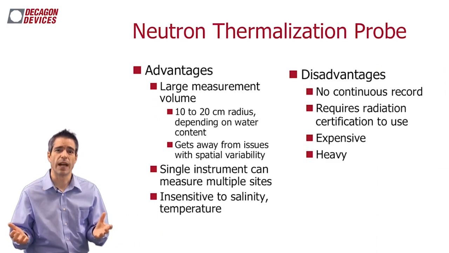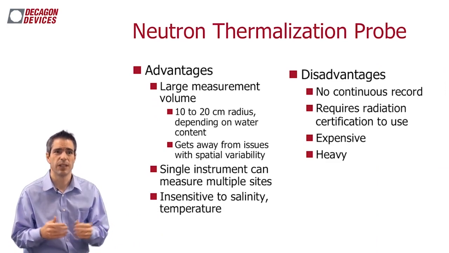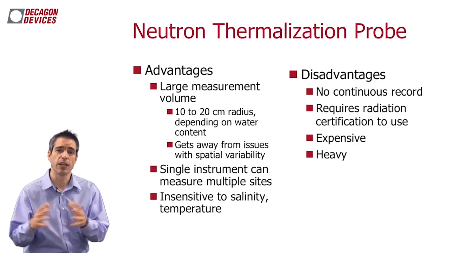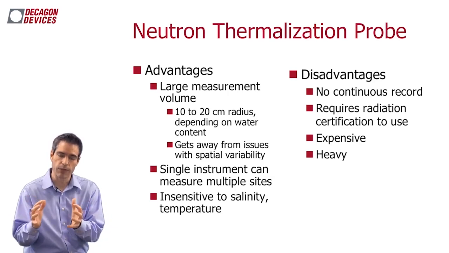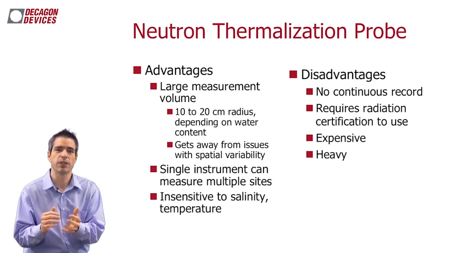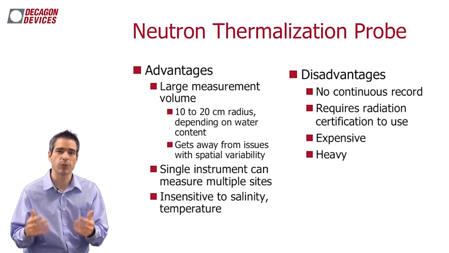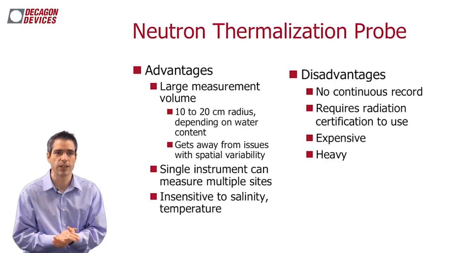Now, there are several advantages and disadvantages to this sensor. This neutron probe has the largest volume of influence of anything that we're going to talk about today. When the soil is dry, the volume of influence looks something like a volleyball. Now, as the soil wets up, that area of influence tends to get smaller and smaller till we get something somewhat larger than a softball when the soil is near saturation. But this is the best volume of influence of any of the sensors we're going to talk about today.